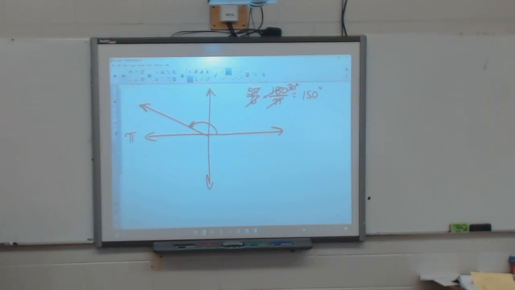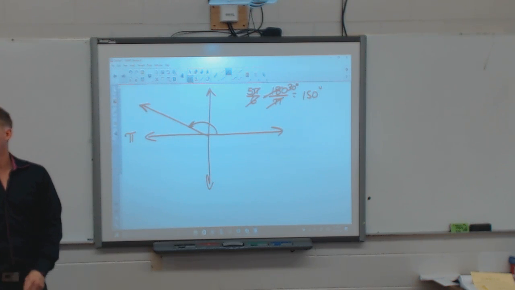Okay, now I want you to think about this. All right? This is 1 pi. We understand that as radians, right? 180 degrees is 1 pi. How many 6's do I have in 1 pi?